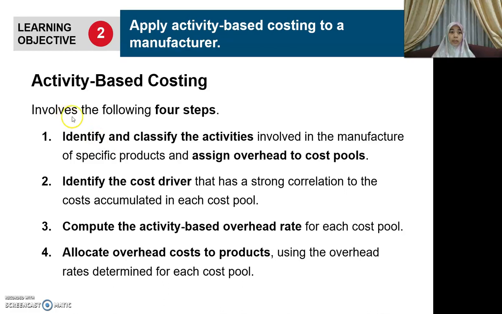Next, we look into learning objective number 2, that is applying activity-based costing to a manufacturer. This involves 4 steps. The first one is to identify and classify the activities involved in the manufacture of specific products and assign overhead cost to cost pools. The second one is to identify the cost driver. The third one is to compute the activity-based overhead rate. And finally, we allocate the overhead cost to the product. When we do the calculation, you will understand this better.